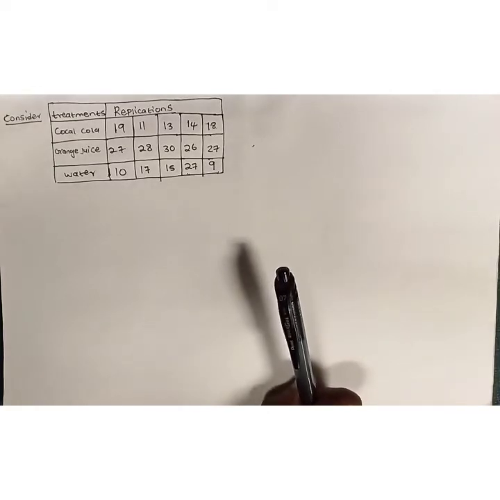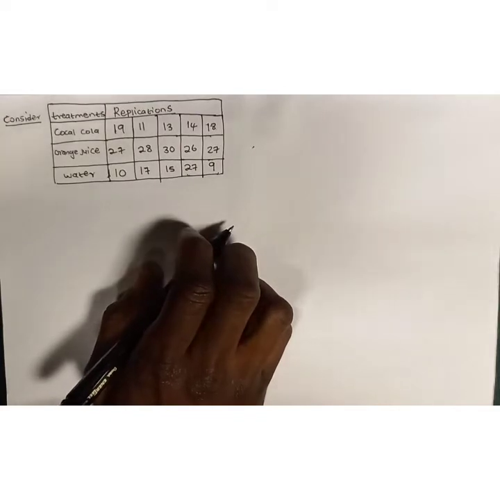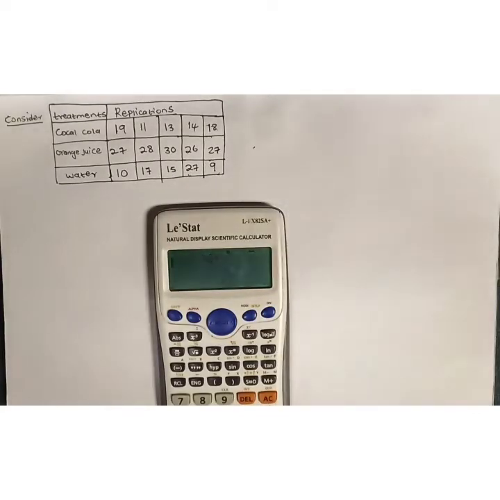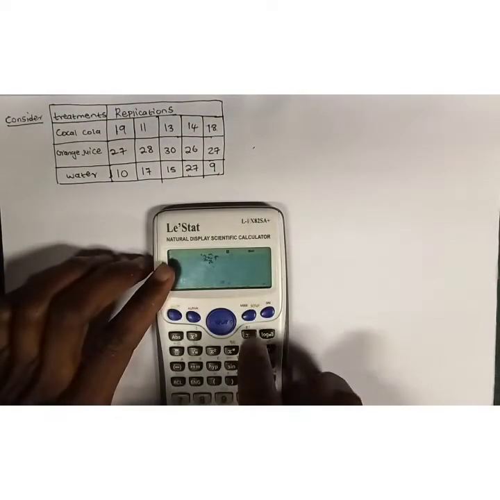Firstly, we'll need the MSE to do that, because when we talk about the confidence interval, MSE is very much important in this concept. So let's find MSE first. The easy way to find the MSE is to find the variance per each treatment. So what I'm going to do is input my first data.